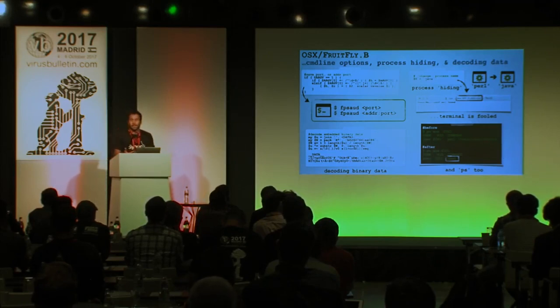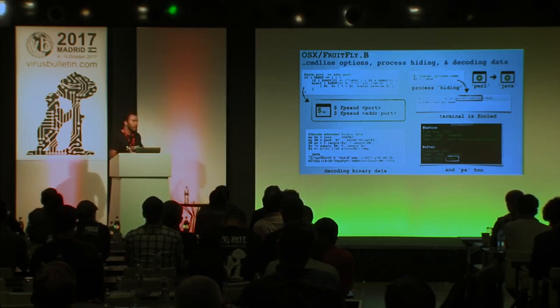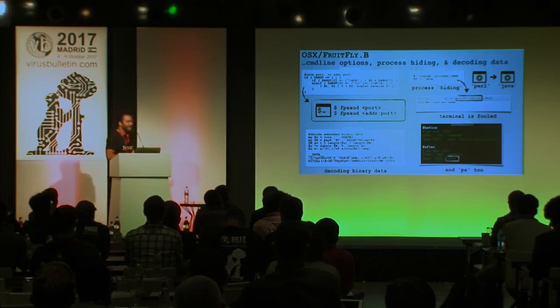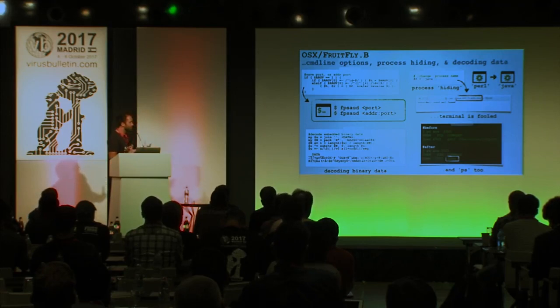It's not a very sophisticated trick, but it will trick some tools, for example, the ps utility. So if you do a ps, even if the malware is running, instead of showing up as the malicious Perl script, you'll just see Java. Obviously, things like Activity Monitor or more advanced tools will not be tricked by this basic technique.